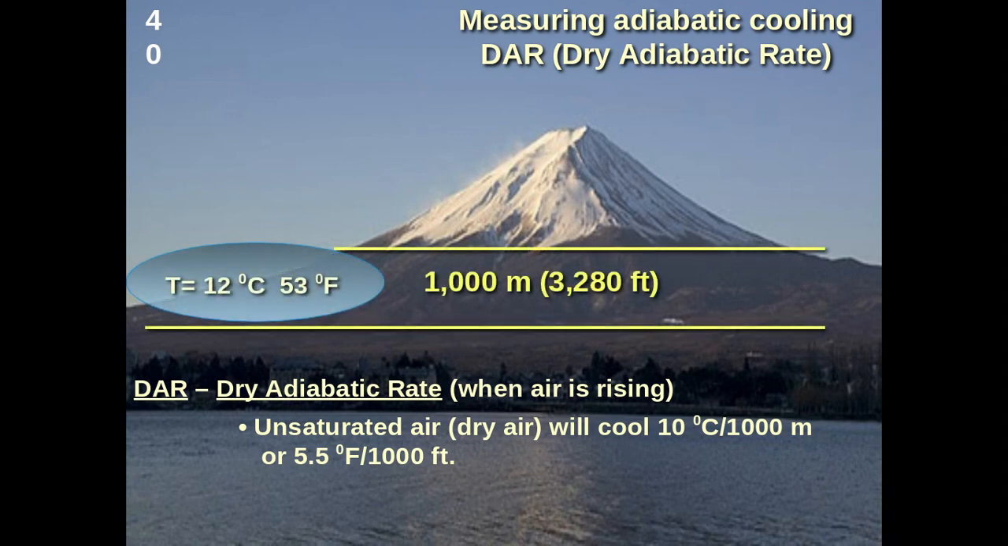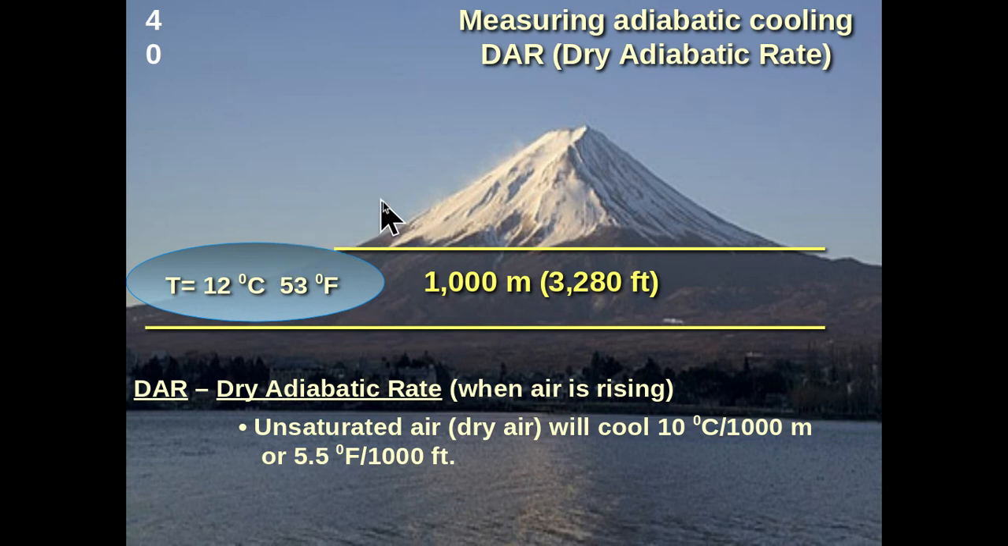So we're going to take some air at the bottom of this particular mountain here. Right now the temperature is 12 degrees centigrade. All right, 12 degrees. And we're going to allow this air to rise 1,000 meters to the 2,000 meter mark. So again, the 2,000 meter mark.